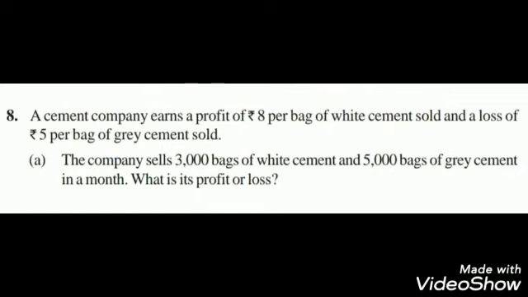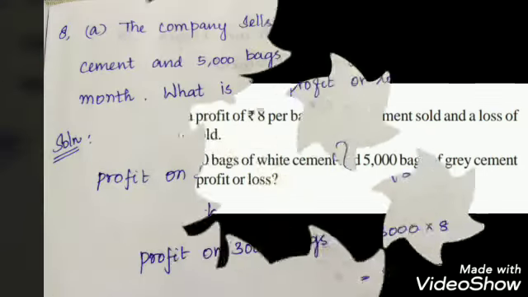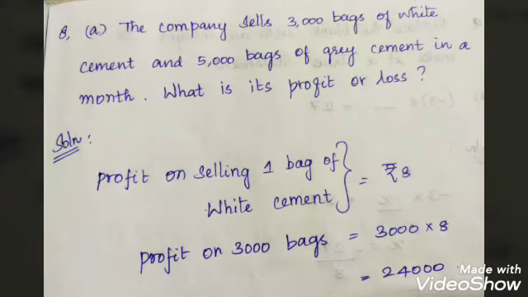Next, the 8th question. A cement company earns a profit of rupees 8 per bag of white cement sold and a loss of rupees 5 per bag of grey cement sold. The company sells 3000 bags of white cement and 5000 bags of grey cement in a month. They are asking the profit or loss. Profit 8 rupees for white cement, loss 5 rupees for grey cement.